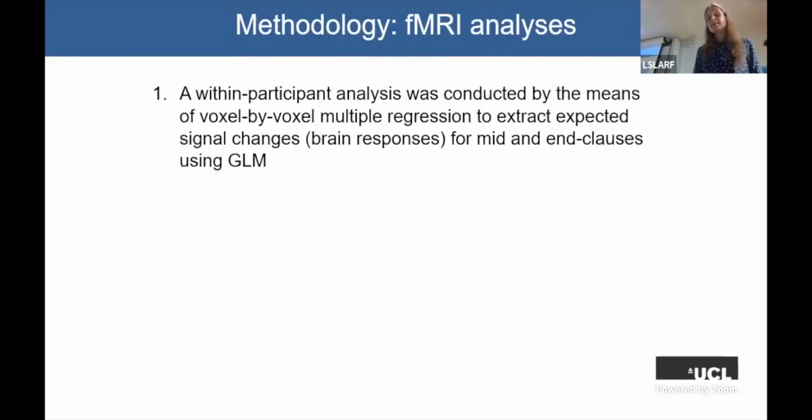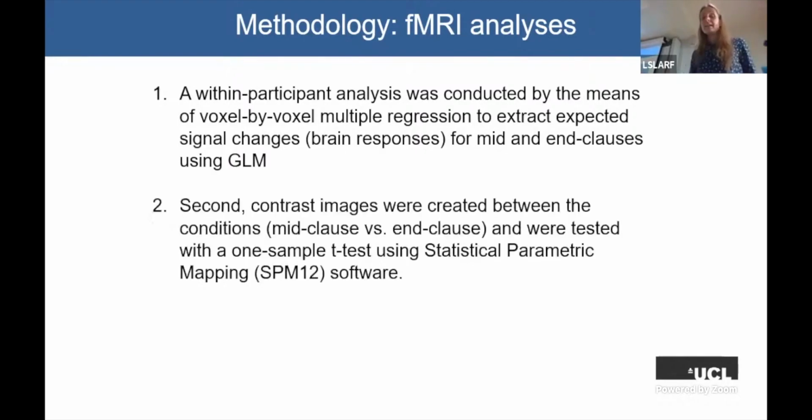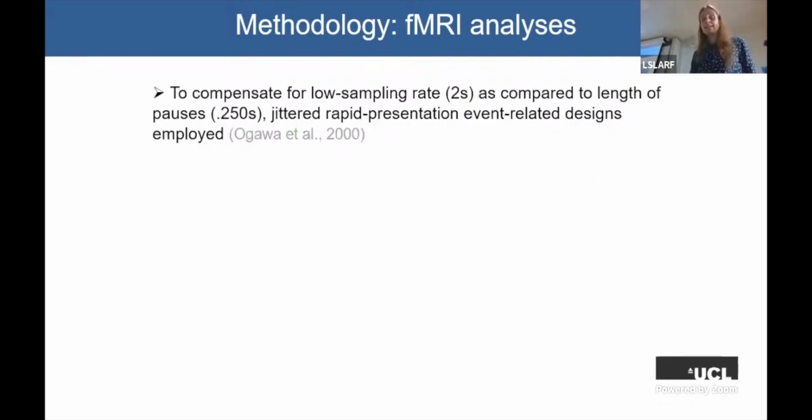Right, in terms of the fMRI analysis, we conducted a within-participant analysis. We did a voxel-by-voxel multiple regression. I should say my colleagues at Tohoku University did this, so don't ask me detailed questions about the statistical analysis. Then we did contrast images between mid-clause and end-clause pauses, and a one-sample t-test was used with statistical parametric mapping software. This is the typical software used in fMRI data analysis.